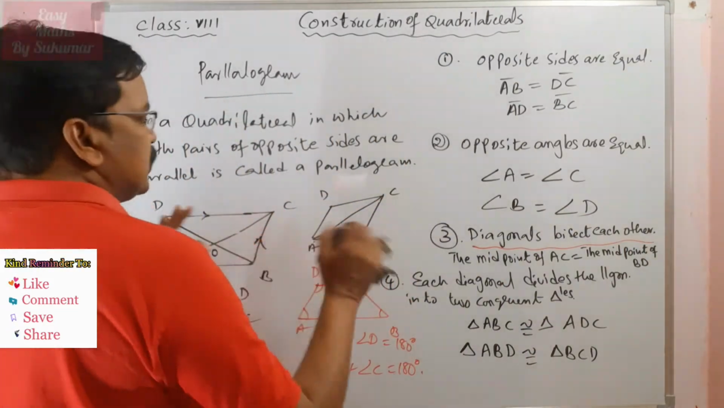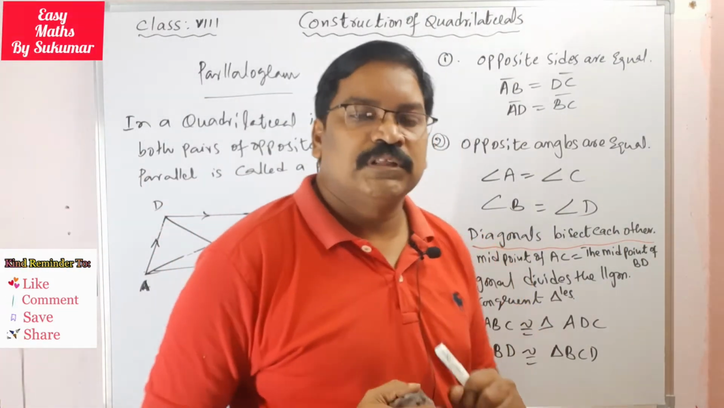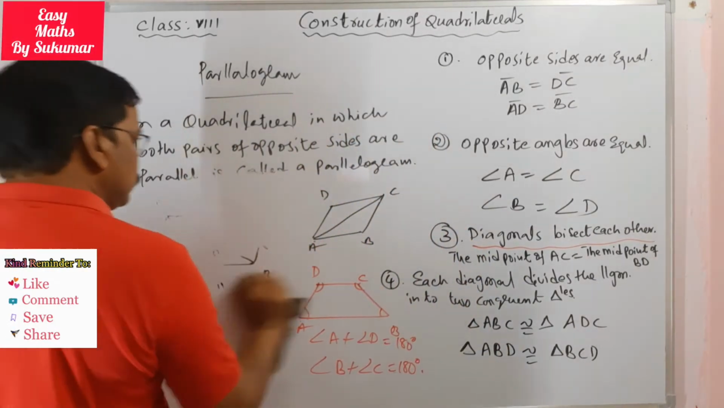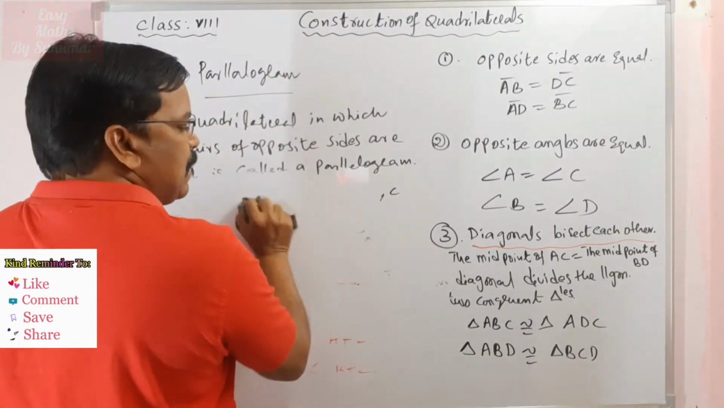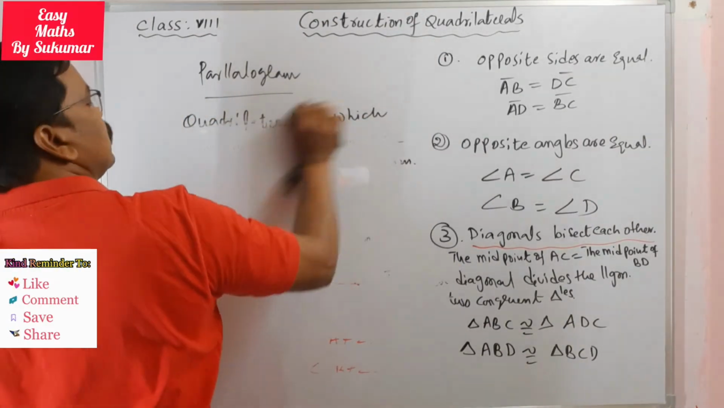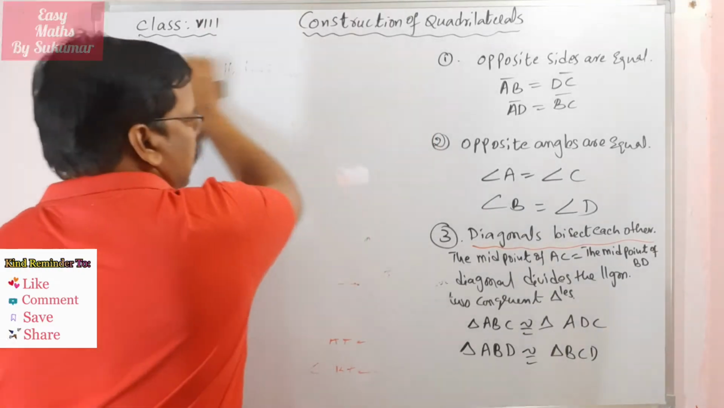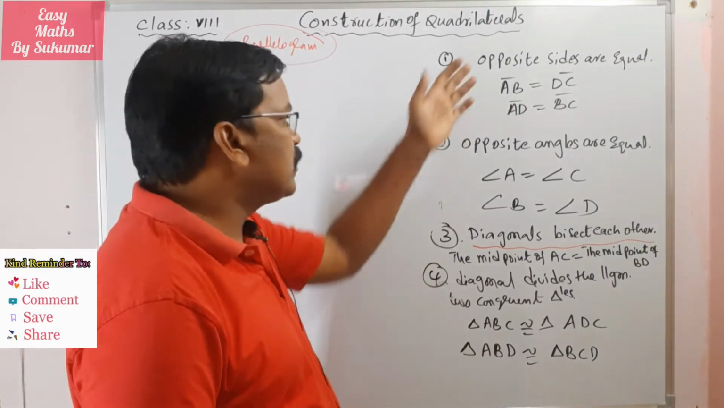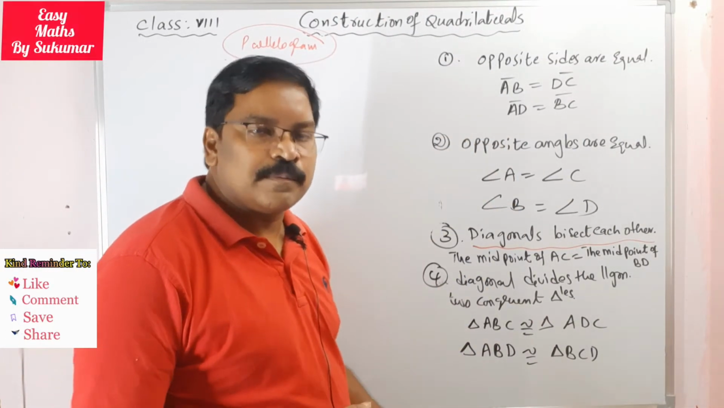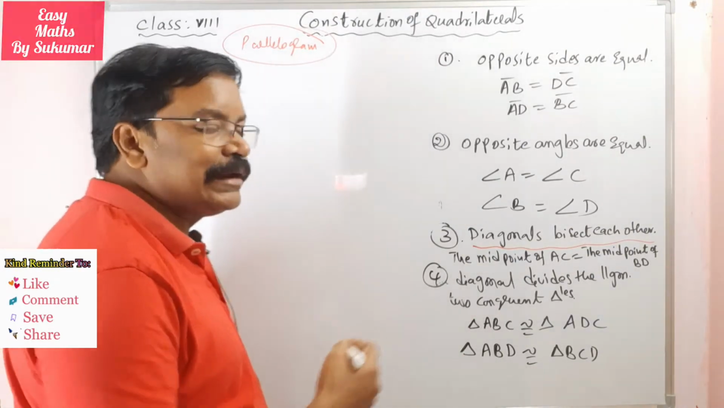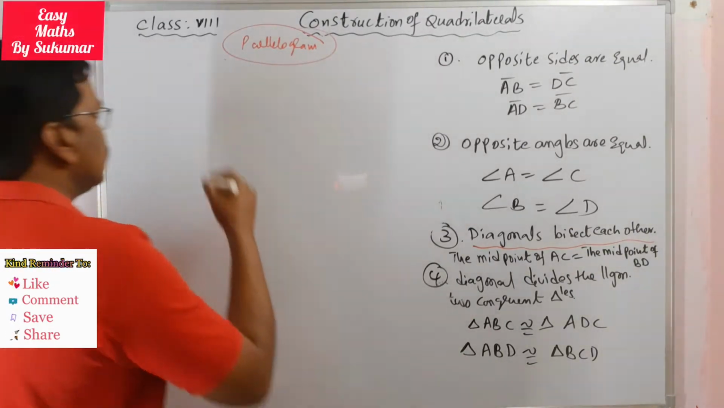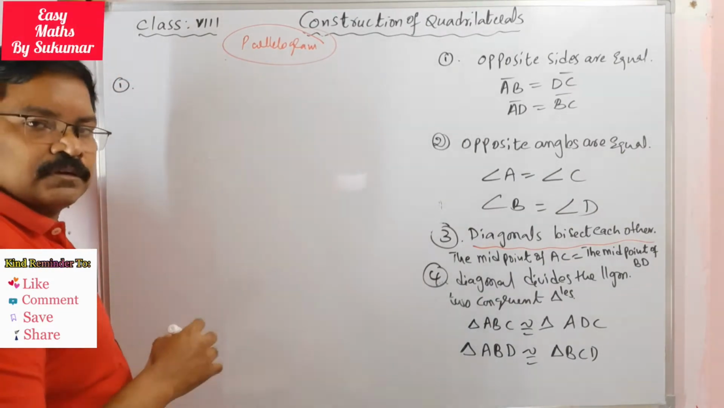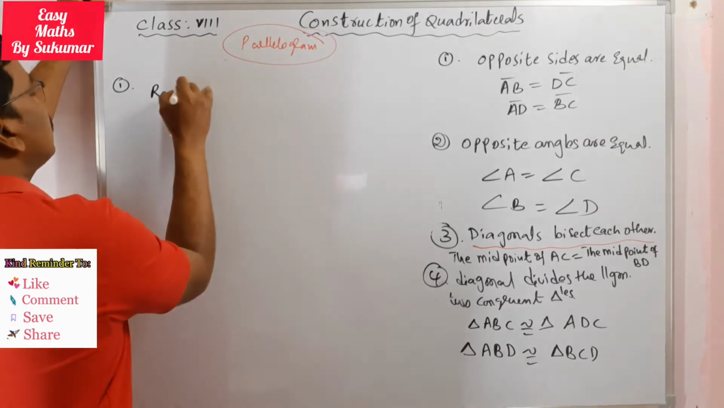Right. So far we have learned about the properties of a parallelogram. Now the next one is, in a parallelogram, there are four family members. We have learned about the properties of a parallelogram. Now coming to the types of quadrilaterals. In types of quadrilaterals, actually in a parallelogram, we will first learn about a rectangle.